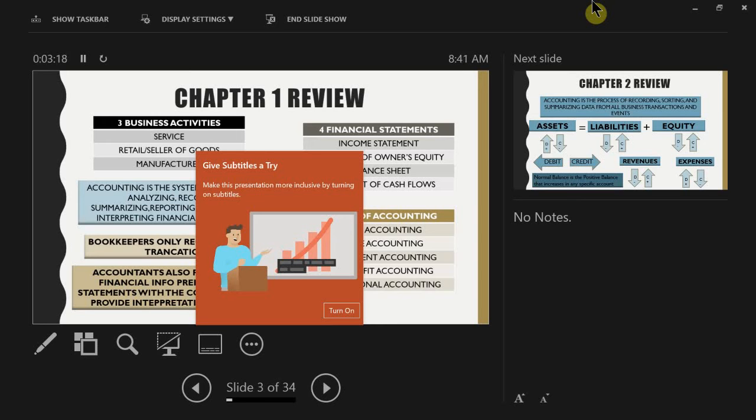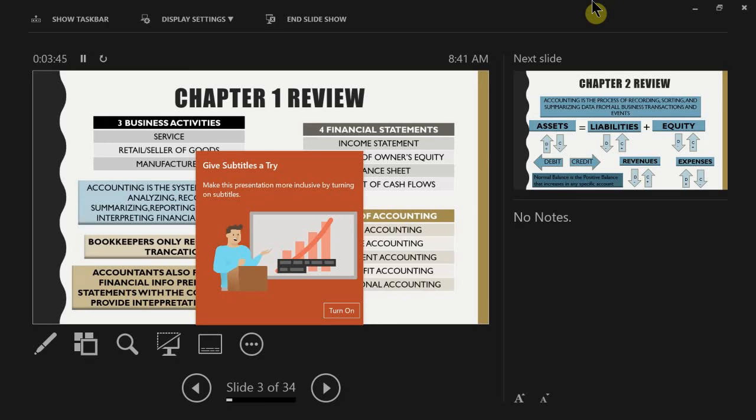You need to know the definition of what accounting is and know the difference between the bookkeeper and the accountant, right? The bookkeeper only strictly records transactions, while the accountant does pretty much everything. They're the ones who analyze the materials. They're the ones who create the financial statements. They're the ones who create the rules on how to journalize and so on and so forth.